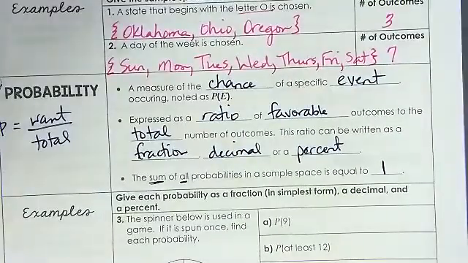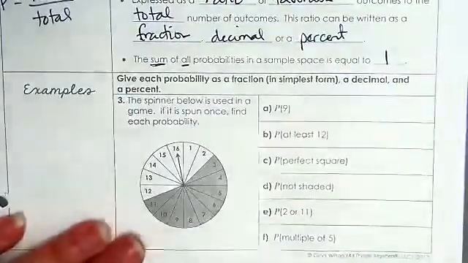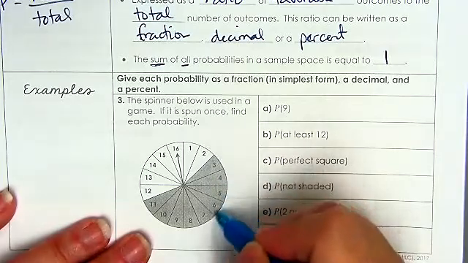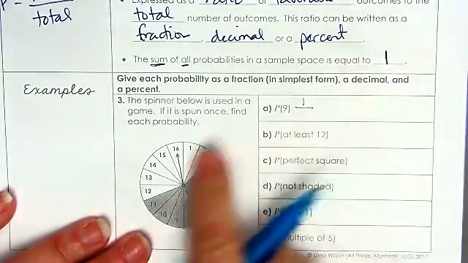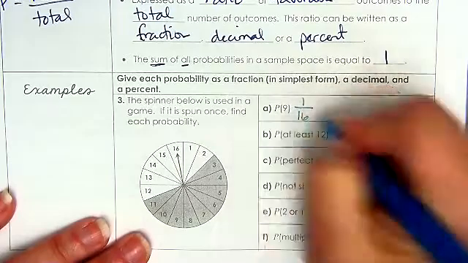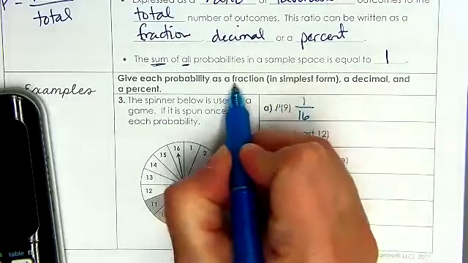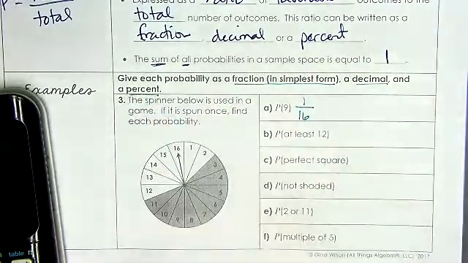So an example of this, we're looking at this spinner right down here. Let me move this up a little bit. Okay, we're wanting to find the probability of 9. So how many 9s are there on here? 1 out of how many sections? 16. So now we try, and we're gonna get to use a calculator for this. That's the fraction form, because we want the fraction, it's always in simplest form, a decimal and a percent.